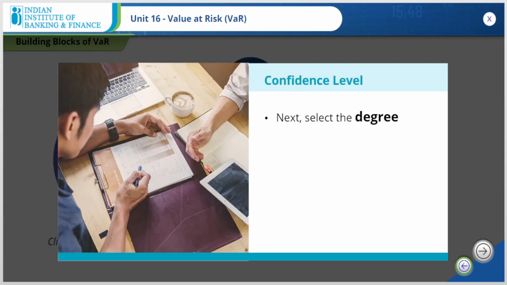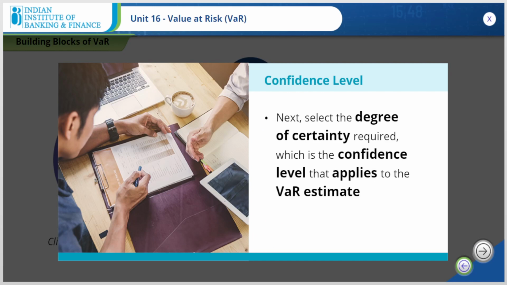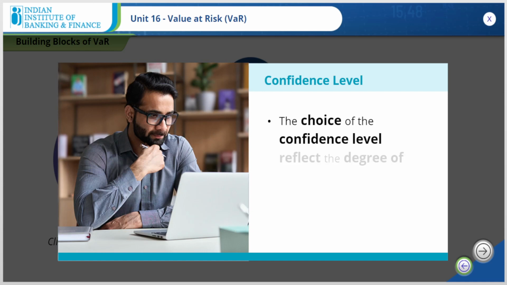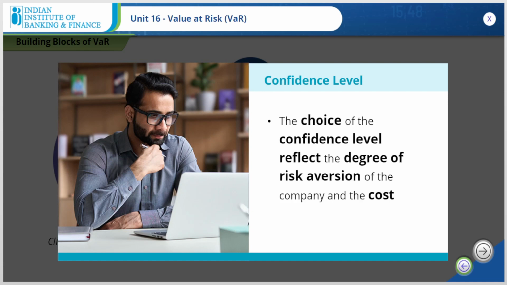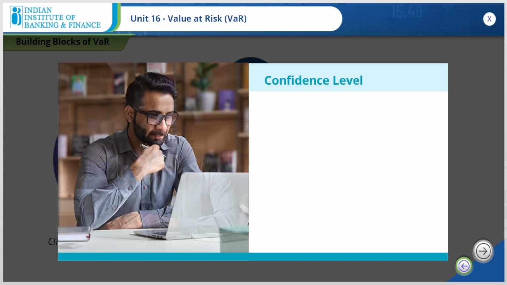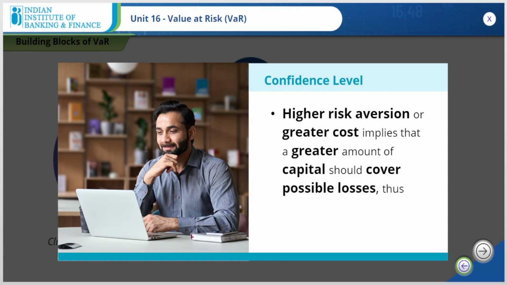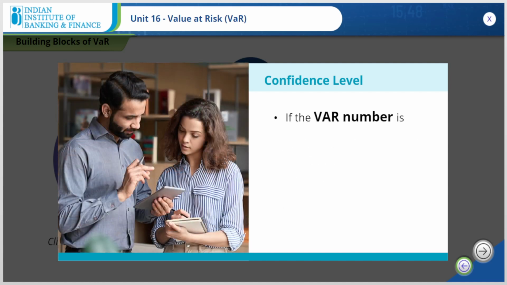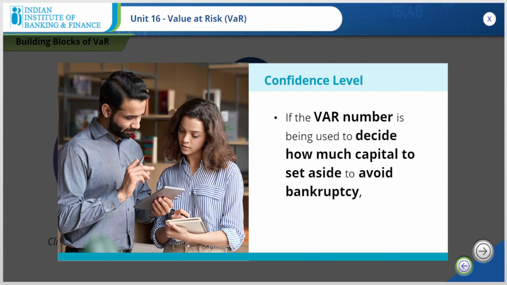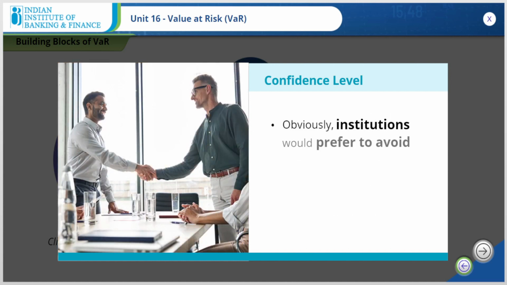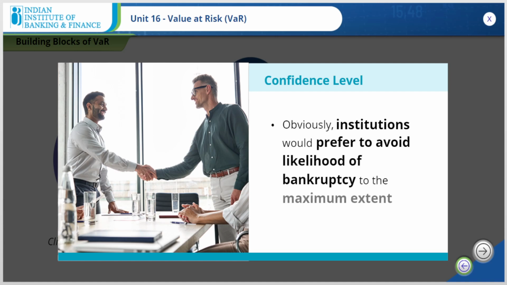Confidence level. Select the degree of certainty required, which is the confidence level that applies to the VaR estimate. The choice of the confidence level reflects the degree of risk aversion of the company and the cost of a loss exceeding VaR. Higher risk aversion or greater cost implies that a greater amount of capital should cover possible losses, thus leading to a higher confidence level. For example, if the VaR number is being used to decide how much capital to set aside to avoid bankruptcy, then a high confidence level is advisable. Obviously, institutions would prefer to avoid likelihood of bankruptcy to the maximum extent.